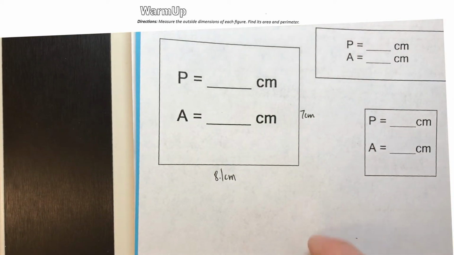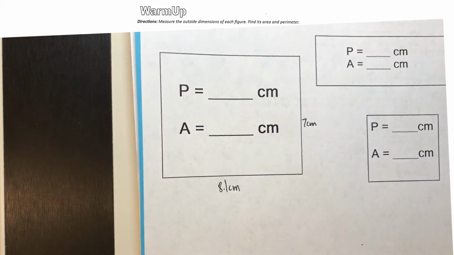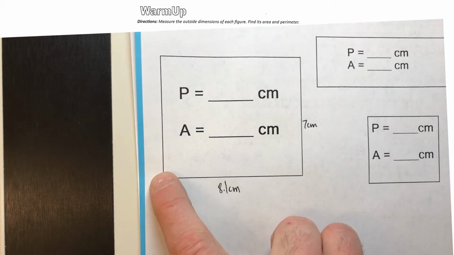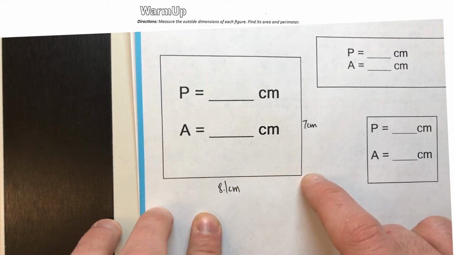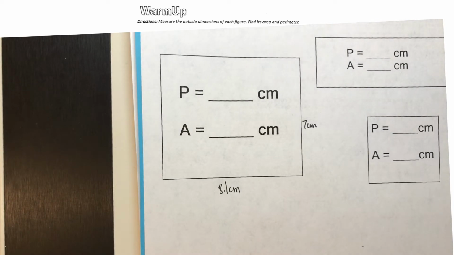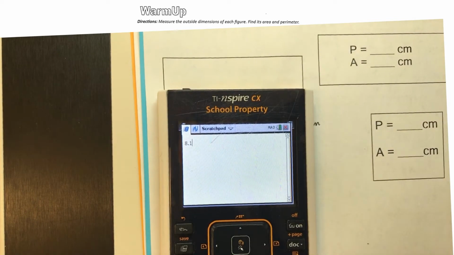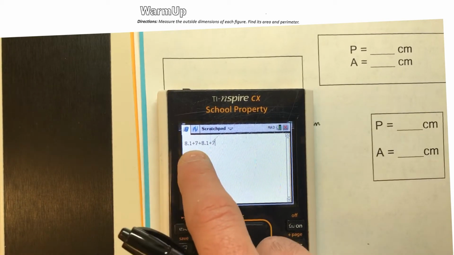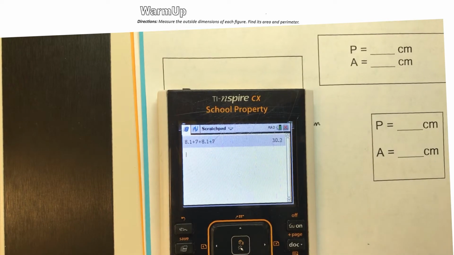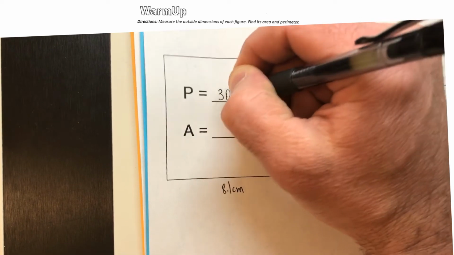Okay, so we're going to be doing perimeter and area. So what is perimeter? Adding all the sides. It's adding up all the sides. It's how far it takes to go the entire outside of it. All right, so on this, we're going to do, I hear people singing songs in their head to remind them of what perimeter does. Okay, so you add up all the outside edges. So 8.1 plus 7 plus 8.1 plus 7. And so the perimeter is 30.2 centimeters.